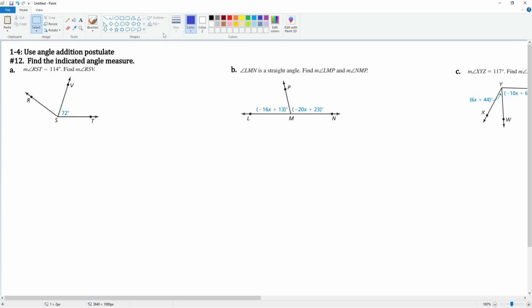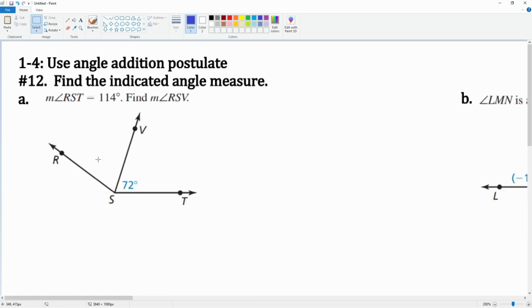1-4. Use the angle addition postulate. Number 12. Find the indicated angle measurement. Let's look at A here. They say angle RST is equal to, make sure you understand that's an equal to, 114 degrees. You want to find this angle RSV.